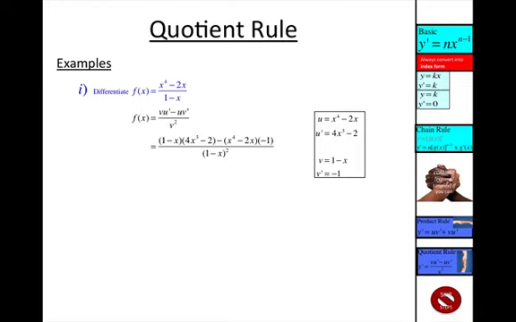Don't skip steps here because you will make mistakes. So we sub in our v, our u dash, minus our u, v dash. Notice how they're all in individual brackets, over our v squared. In the next step, we can now go about expanding it through. So we expand the 1 times the 4x cubed, the 1 times the minus 2.